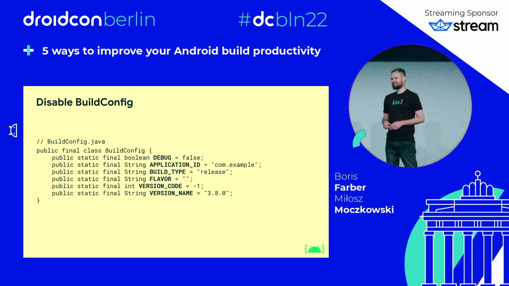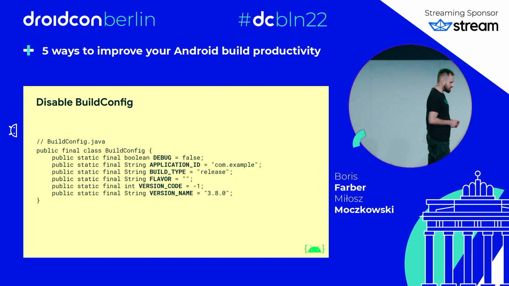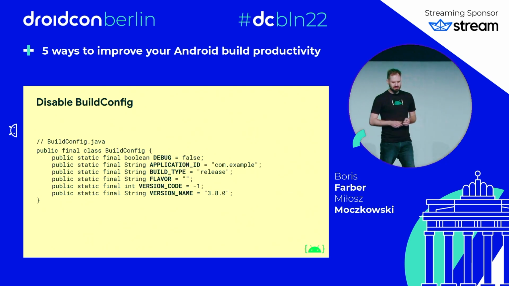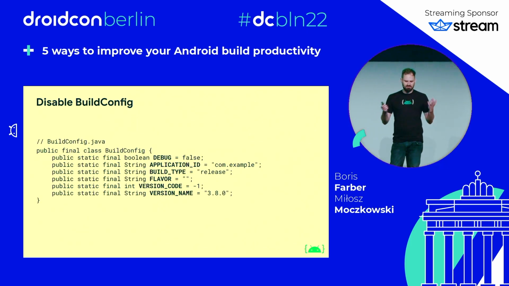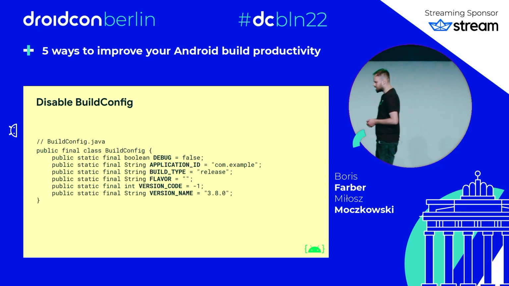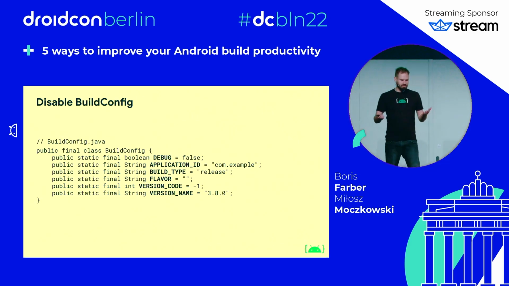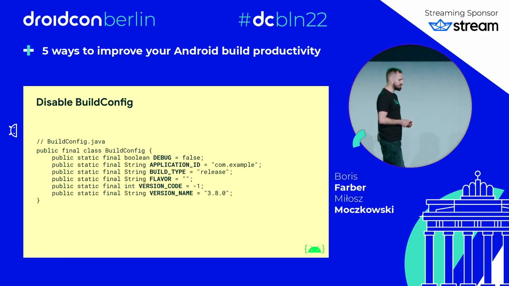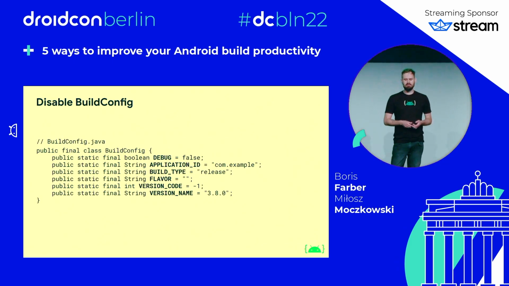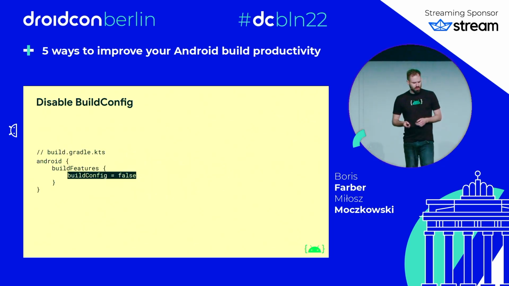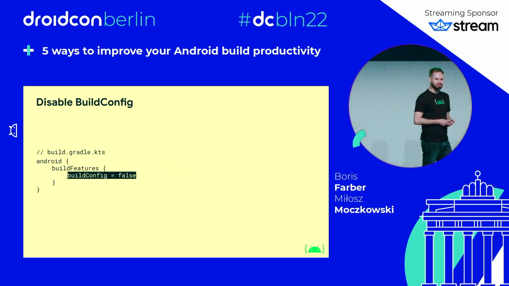All right, this next tip is about a build config file, which might be familiar to you. It's a file containing static information about builds, such as application ID, flavor, debug flag, and others. Build config is generated by default. If you develop a multi-module application, you can end up with a lot of build configs, since each Android module can generate one. While sometimes useful, chances are that you won't be needing it at all. It can easily be disabled with a single flag in your build features section.